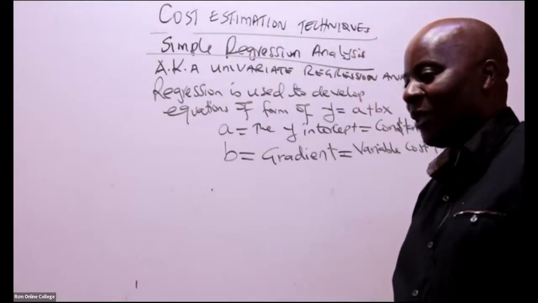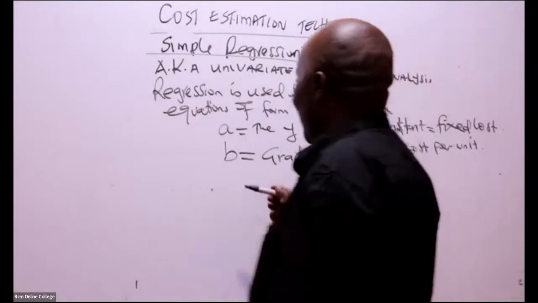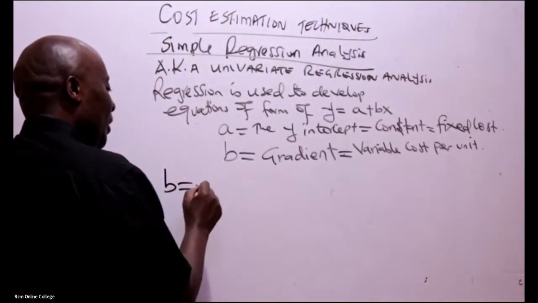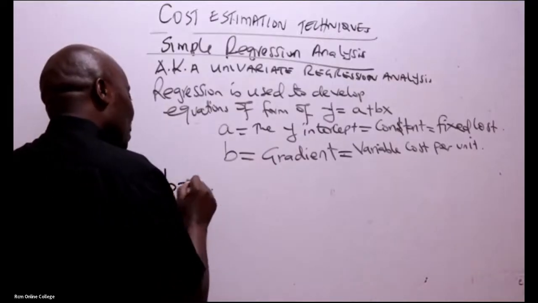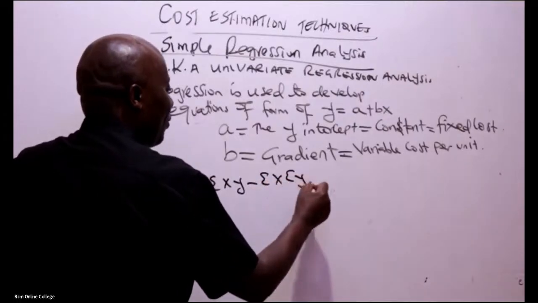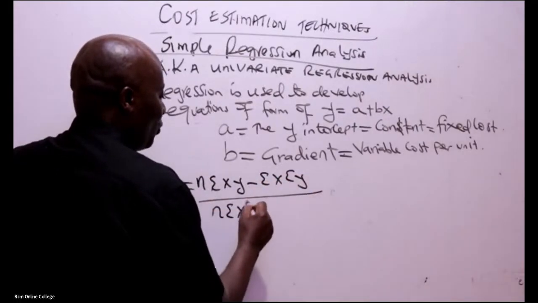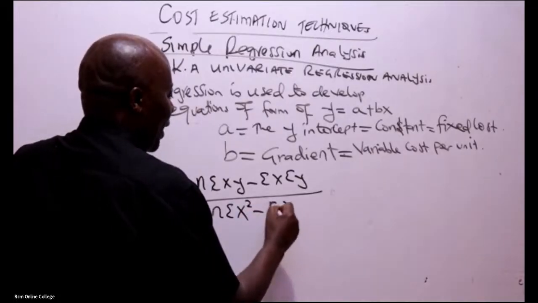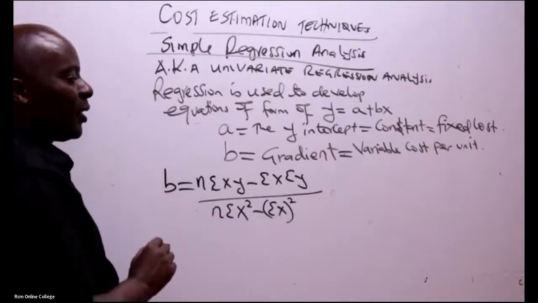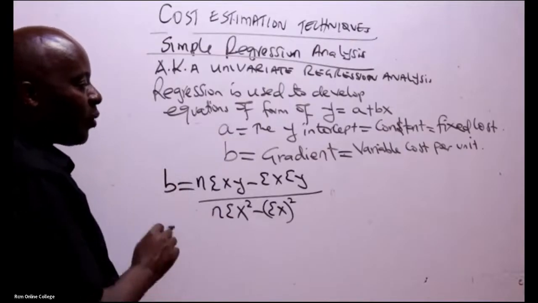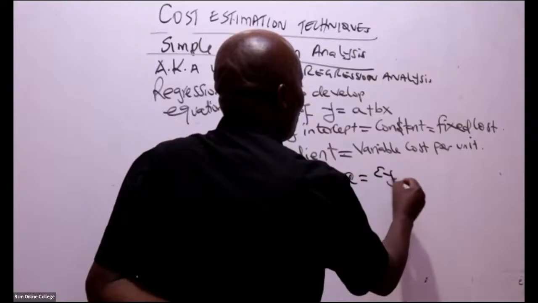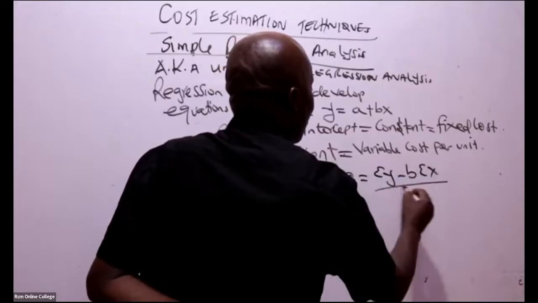Let's accommodate everybody. And remember, ladies and gentlemen, that regression analysis gives us the methodology for getting B and A. Using regression to get B, we take n summations of xy minus sum of x, sum of y, all over n summations of x squared minus summation of x, all squared. That's how we get the gradient. And then to get the y-intercept A, we will take summation of y minus b summation of x, divided by n.